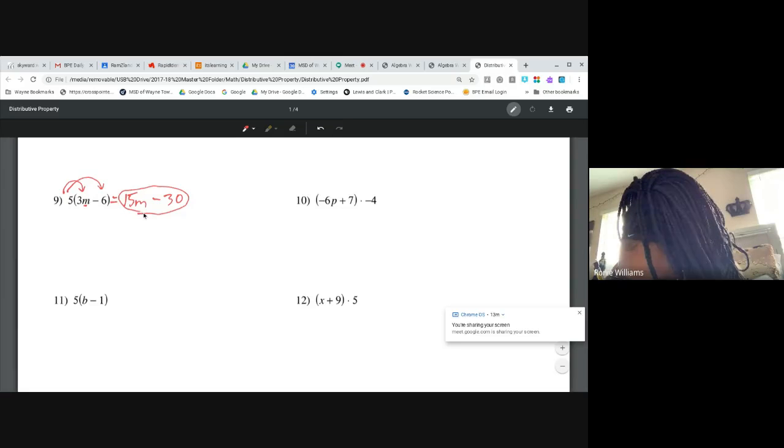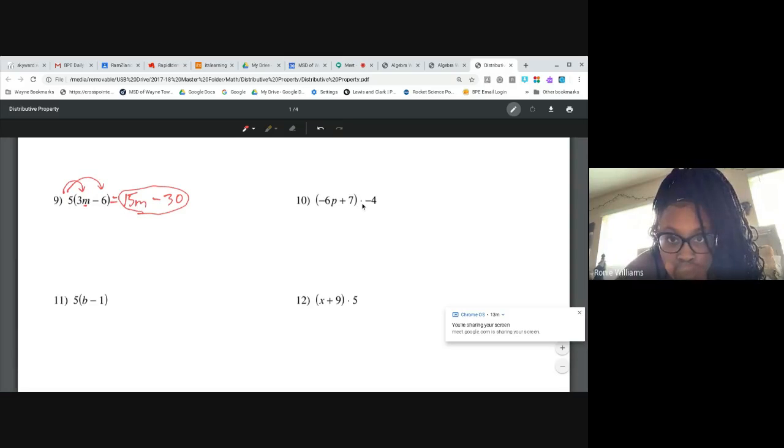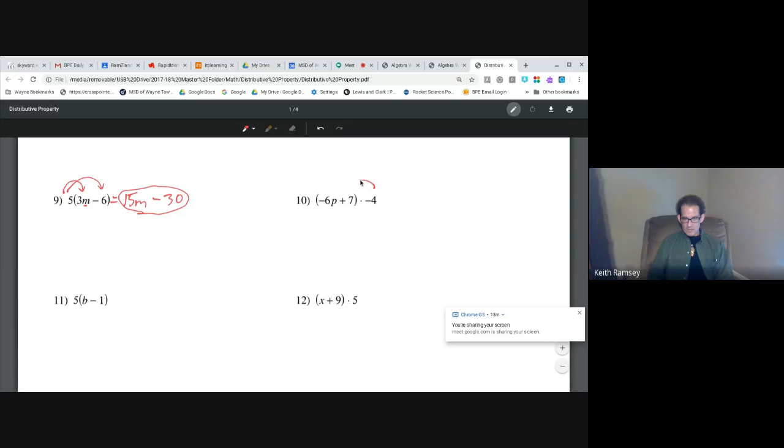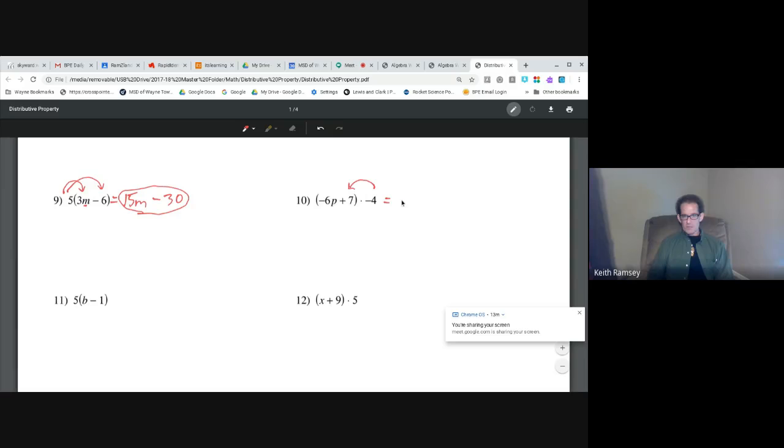Let's look at number 10. Here's that dot again, Ronnie. So that means to multiply. The -4 times 7, negative times a positive, has to equal -28. -4 times -6p, they're both negative. So that means it's positive 24, and there's only this one p over here, so 24p. These aren't like terms because this has a variable and the -28 doesn't have a p, so that's simplified.